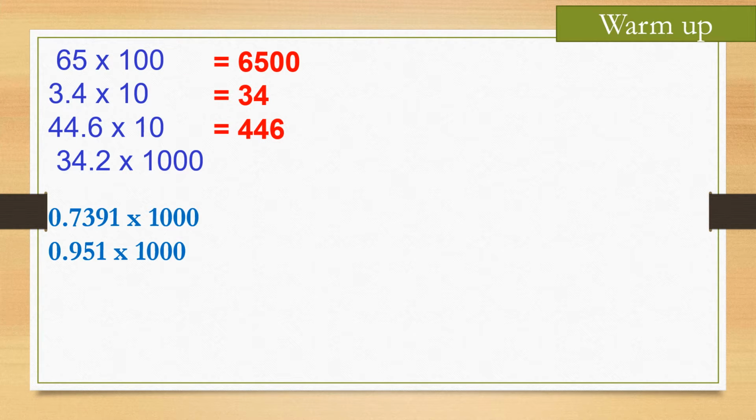34.2 times 1000, here you cancel 1 zero because it's going to move with the decimal to the right and 2 zeros will be left. And the other numbers, the same idea. You move it 3 steps, and the last one you move it also 3 steps to the right side.